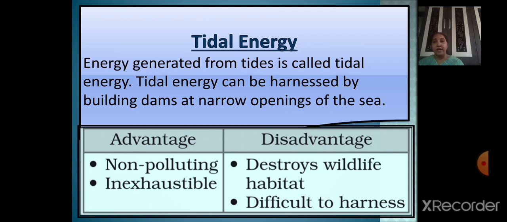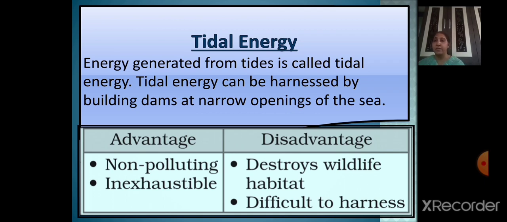See children, the diagram of tidal energy, and even for geothermal energy, has already been given in the main sessions when we were learning about the chapter thoroughly. But here only the main important points have been given to you. For diagrams you can refer to the previous slides.